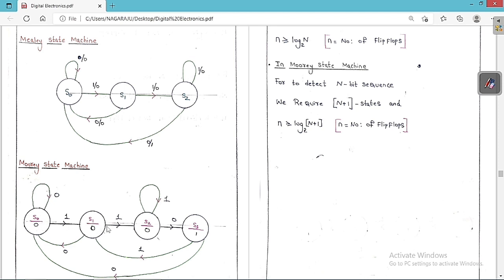Similarly, from here, if the input is again 1, it goes to a new state with an output of 0. If the input is 1, it always stays in that state with an output of 0. If the input is 0, the output should be 1, because we have detected 110 in this fashion. So we are going to get an output of 1. From here, if the input is 1 again, we go to this state with an output of 0.